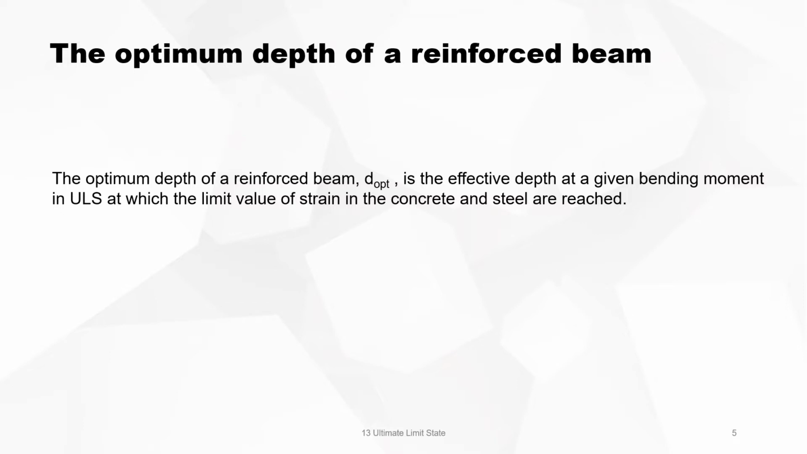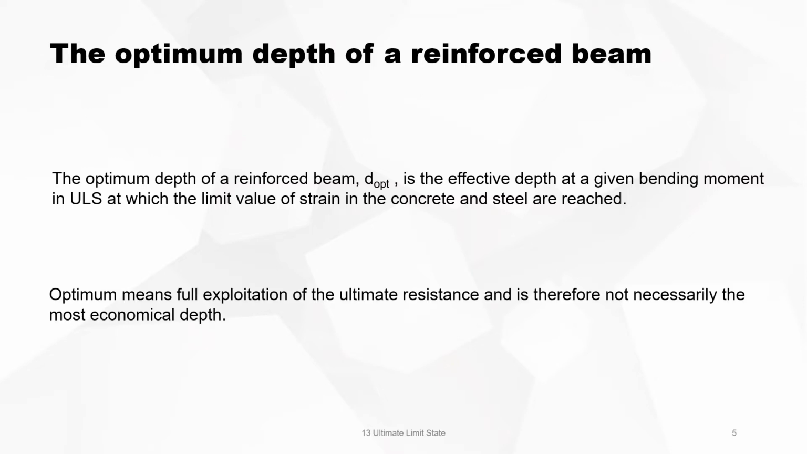The optimum depth of a reinforced beam, denoted by d-opt, is the effective depth at a given bending moment in ULS at which the limit value of strain in the concrete and steel are reached. Optimum means full exploitation of the ultimate resistance and is therefore not necessarily the most economical depth. In fact, I found out that the economical depth of a beam is more or less 85% of the optimum depth regarding the resistance.